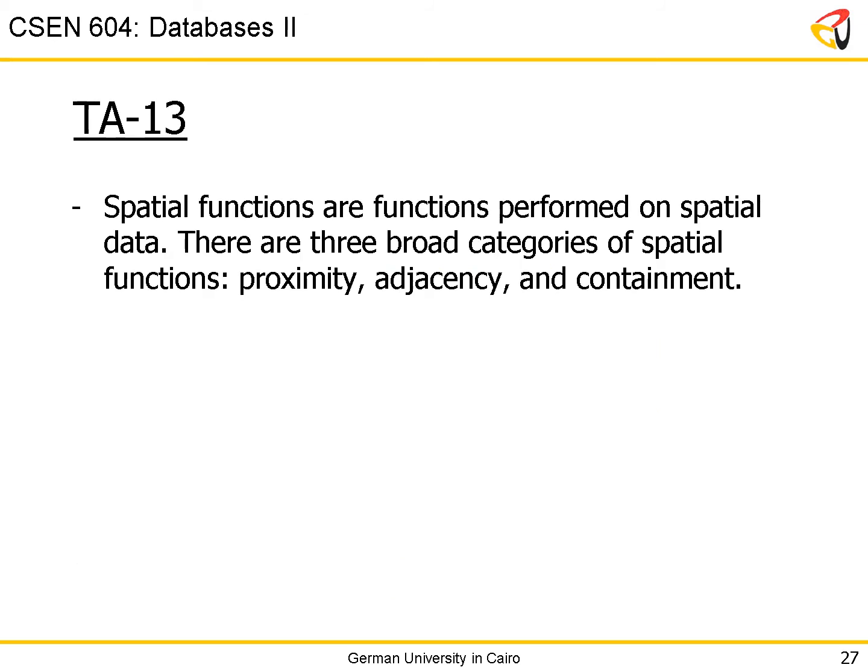So here are some takeaways. Spatial functions are functions performed on spatial data. There are three broad categories of spatial functions: proximity, adjacency, and containment. In other words, if you go to any spatial database, which means it's a SQL database that has spatial features, you're going to ask about two main things. First of all, what are the basic data types that exist there? You need to have two basic data types: a data type to represent points and a data type to represent polygons or regions.